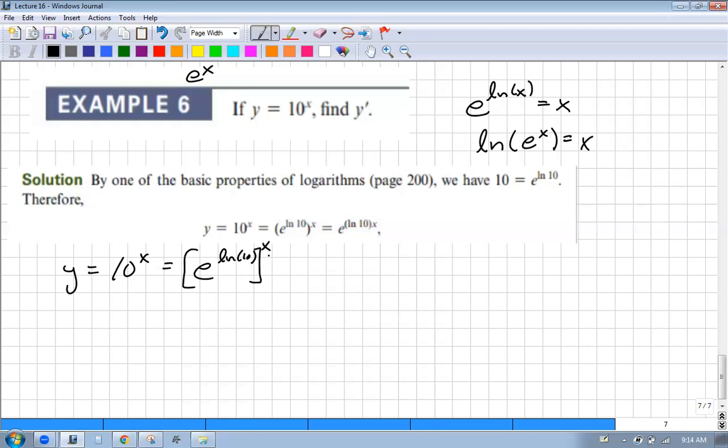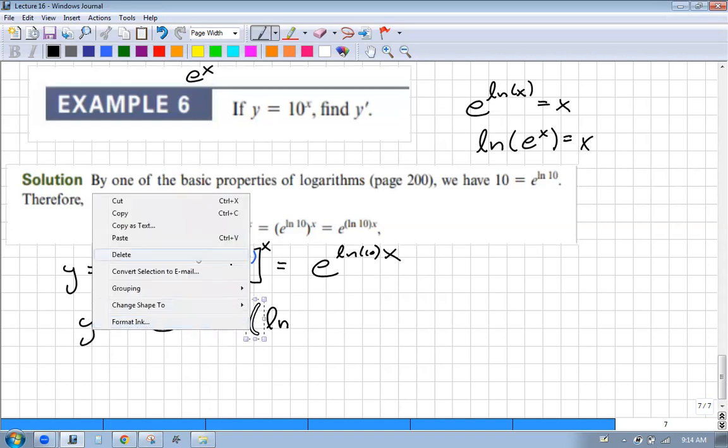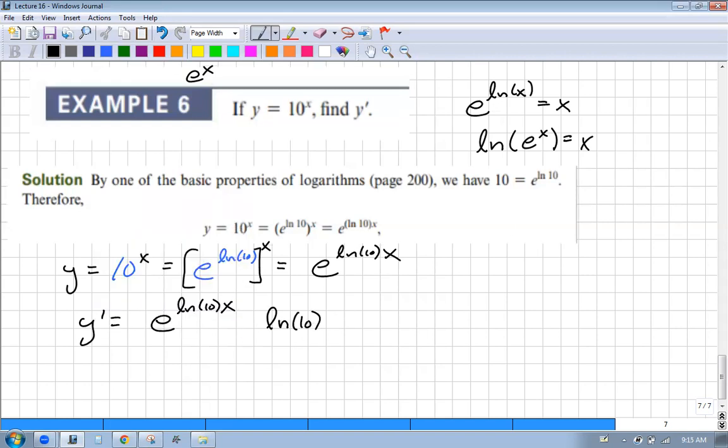Okay? Makes sense. This is the number 10. This is the number 10. It's e to the natural log undo one another. So now we have a base and an exponent to an exponent, you just multiply them, right? When you have an exponent to an exponent, you multiply. So that's the trick. Now it's base e. So y prime is, well, the derivative of e to the stuff is e to the stuff times the derivative of the stuff. But this is just 10.